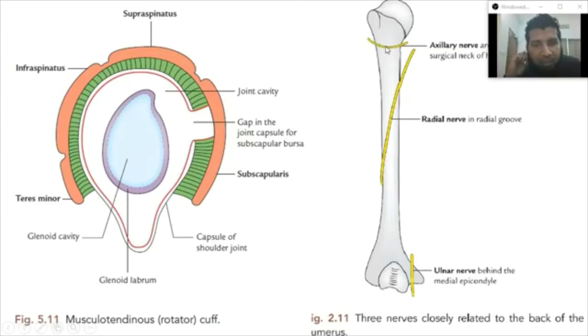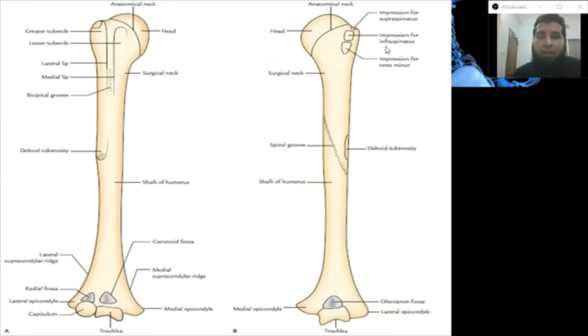The axillary nerve supplies how many muscles? 2 muscles. It will be asked in the viva, a very important question. The 2 muscles supplied by axillary nerve are deltoid and teres minor. So the deltoid muscle will be paralyzed, and the 15 to 90 degree abduction of the shoulder will fail. These are the features showing the humerus.